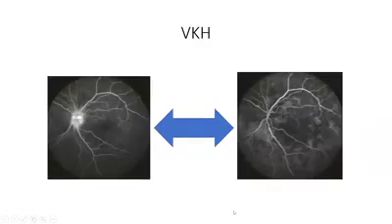This is another image for a patient with Vogt-Koyanagi-Harada. When we look at the left picture, this is the fluorescein angiography, and we can just see the hyperfluorescence of the optic nerve. But when we look at the right side, the ICG, we can see tremendous changes at the choroidal level, and these areas of hypocyanism are due to the choroidal inflammation and the choroidal ischemia.